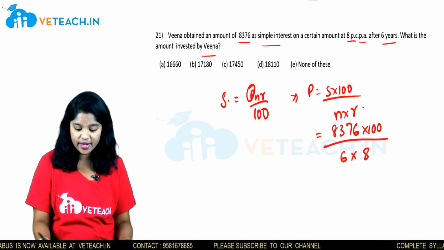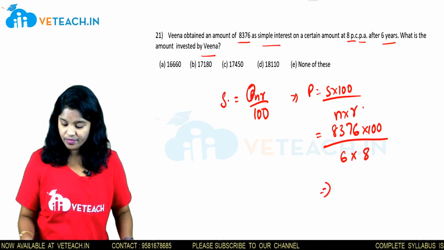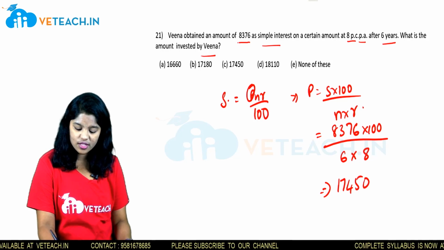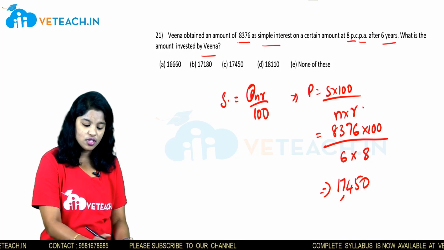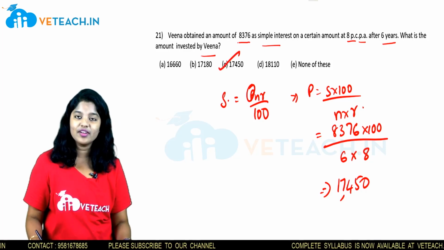So that is equal to 8376 into 100 divided by 6 years at the rate of 8%, so R is equal to 8. Now this is equal to 17,450 rupees, which is our principal amount. So option C is our correct answer.